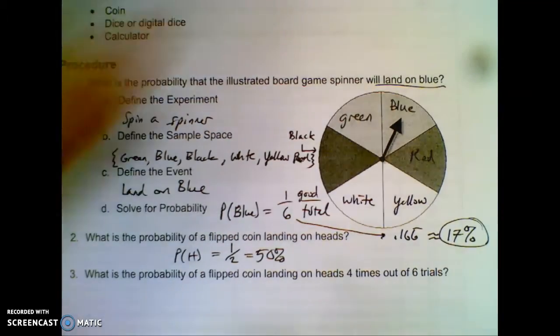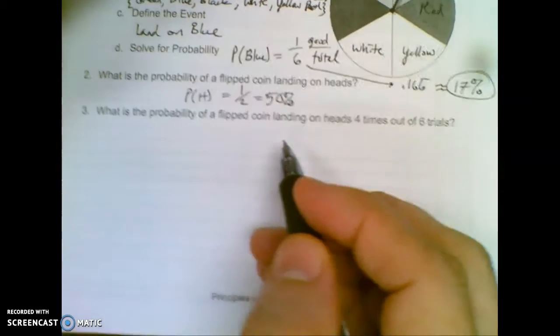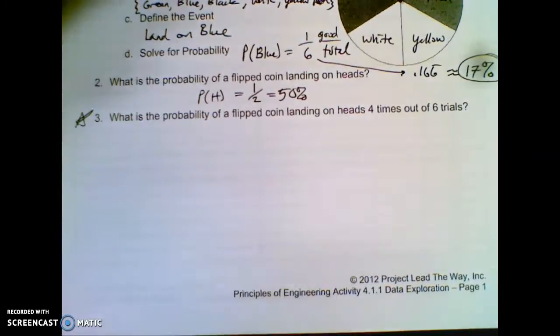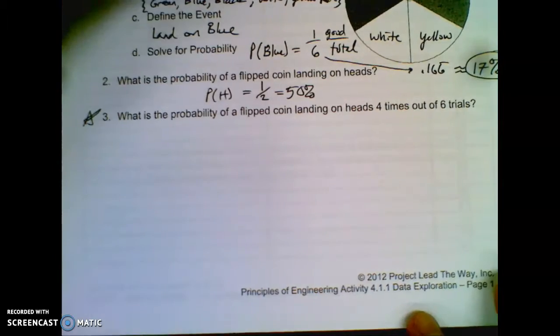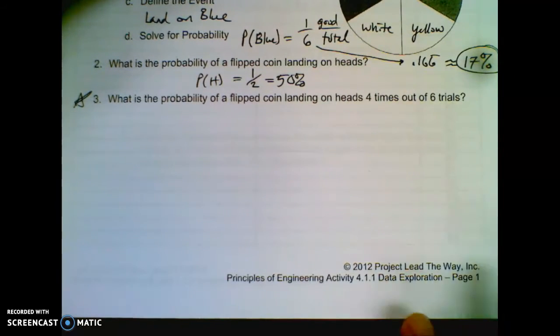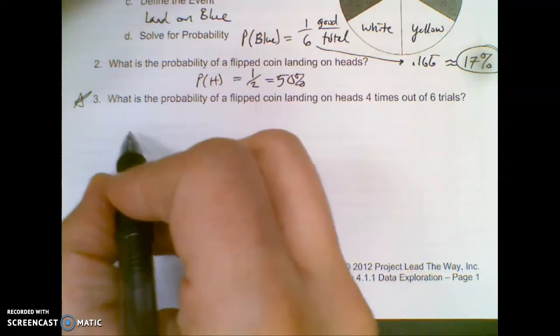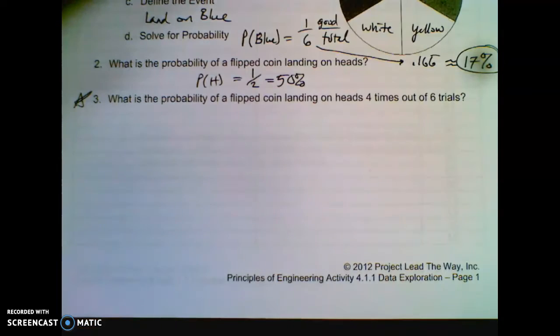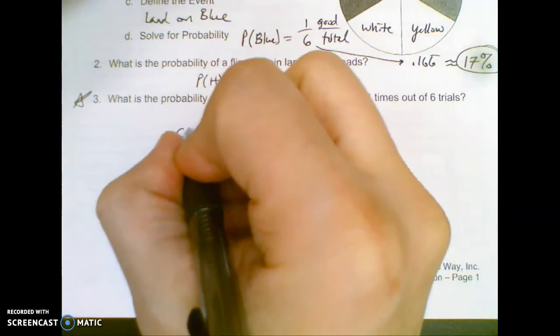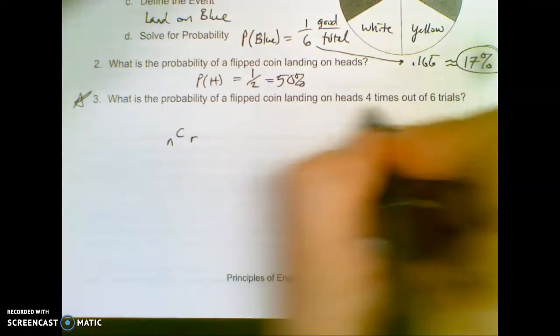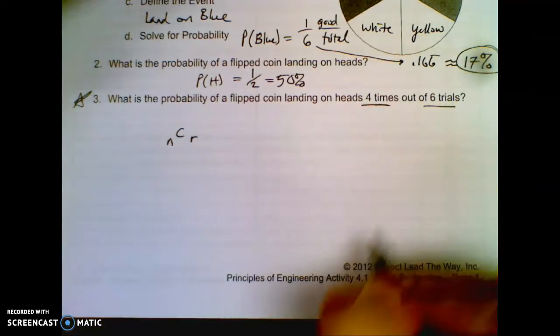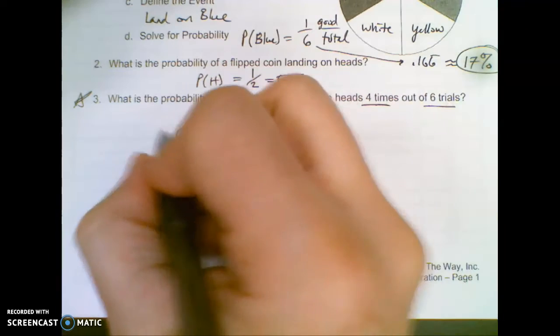All right, what's the probability of landing heads on a coin 4 times out of 6 trials? Now this is the tough problem. This is very similar to question number 10, on the very back. So this is a tricky question. It's called like the Bernoulli type question. Basically, here's a formula you can use whenever you have some amount of times out of some trials.